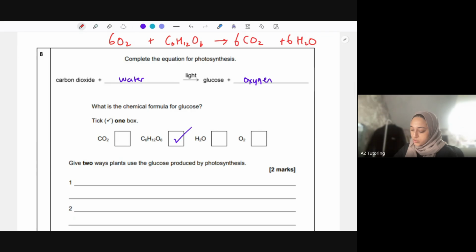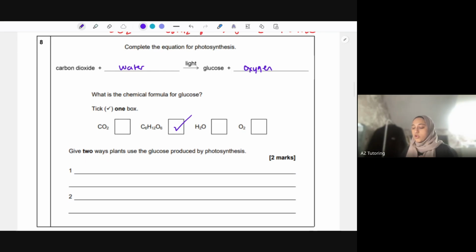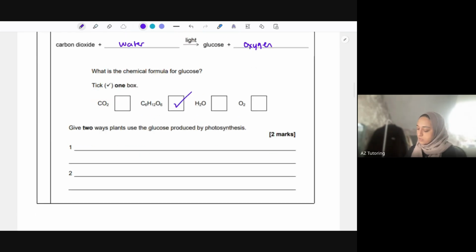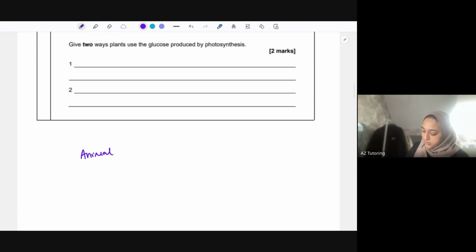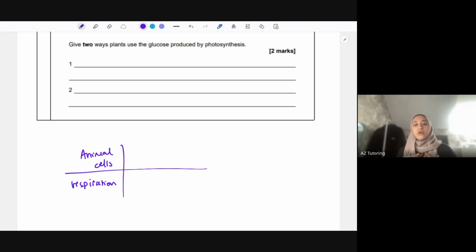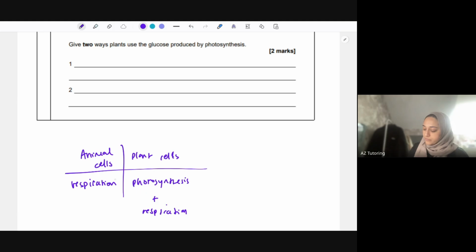It says give 2 ways plants use the glucose produced by photosynthesis. There's a few different answers you can give here. The most obvious one is you should know that animal cells only carry out respiration, not photosynthesis. We don't have plant cells in us. All animals just carry out respiration, whereas plant cells carry out both photosynthesis and, as weird as it is, they also carry out respiration. They do both. So make sure you remember that important distinction between both of them.